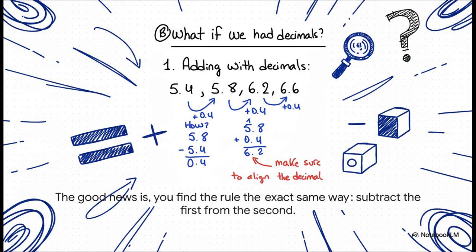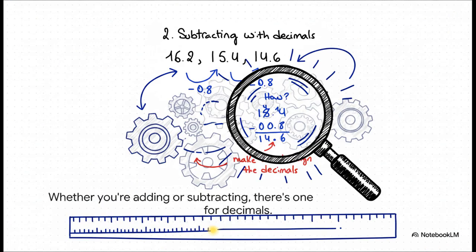To find the rule, you do the exact same thing we did at the very beginning. Subtract the first term from the second. So here, 5.8 minus 5.4 is 0.4. The secret rule is add 0.4. Simple as that. So finding the rule is easy. But when it's time to actually add or subtract with decimals, there is one rule. One super-duper important rule you absolutely must follow. It's the key to getting the right answer every single time.